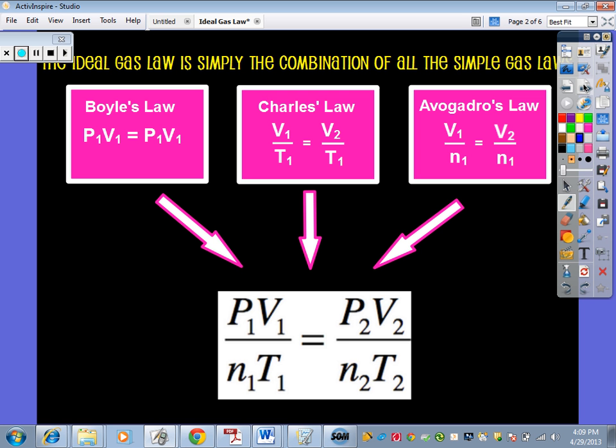This week, our lab introduced us to Avogadro's law, which shows that volume and the number of moles are directly related when pressure and temperature are held constant. When we combined Boyle's law and Charles' law, we came up with the combined gas law, which was P1 times V1 over T1 equals P2 times V2 over T2. We have introduced a new variable with Avogadro's law, N, which represents the number of moles. If we add that variable to our combined gas law, we now have P1 times V1 over N1 times T1 equals P2 times V2 over N2 times T2.